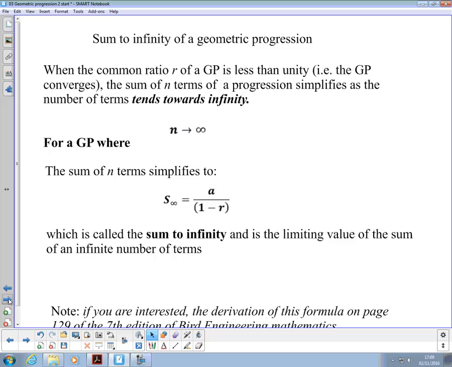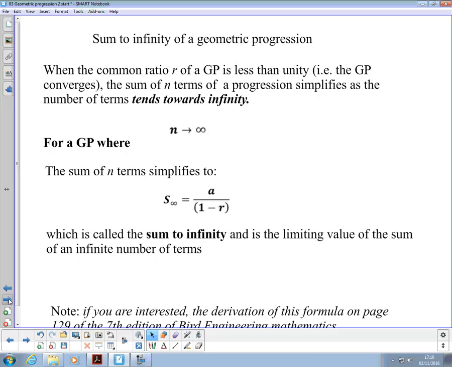So here, if we're looking at one that's convergent, the sum of n terms of a progression simplifies as the number of terms tends towards infinity. Where n is tending towards infinity, the sum of n terms simplifies to a over 1 minus r. Say you're looking at a piece of machinery you've bought and then it depreciates by a certain amount every year. Eventually that'll be worth nothing more than scrap value. It's converged to being worth nothing. Okay, so that's the kind of thing we're talking about.